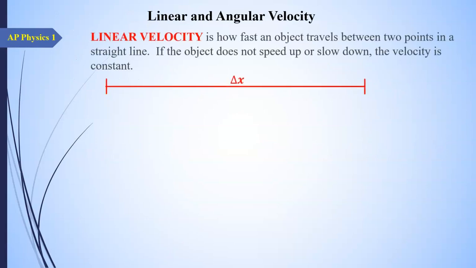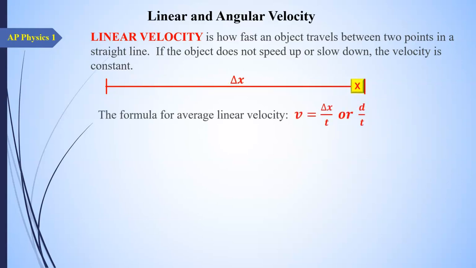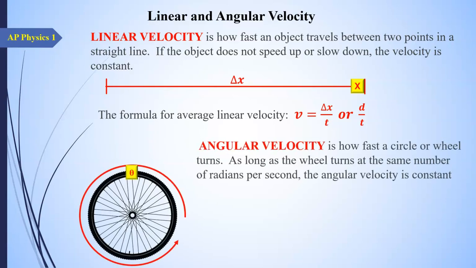Linear velocity is how fast an object travels between 2 points in a straight line. If the object does not speed up or slow down, the velocity is constant. The formula for average linear velocity is velocity equals displacement delta x over time, or if it's in a straight line, distance and displacement are the same thing, and so we can call it d over t.